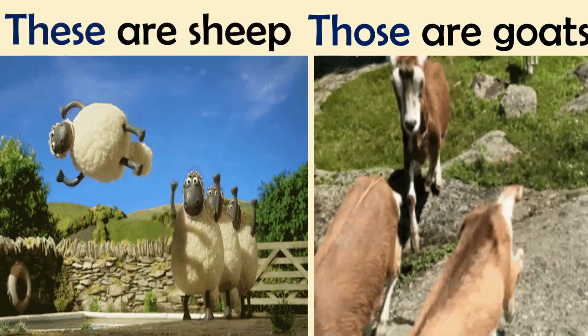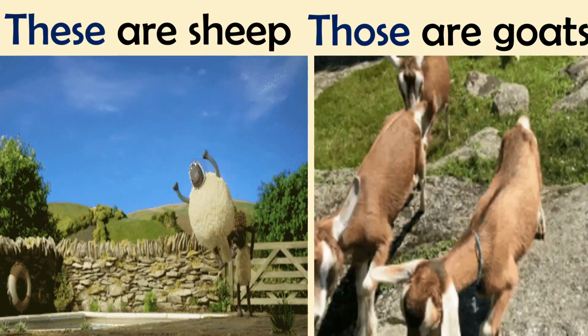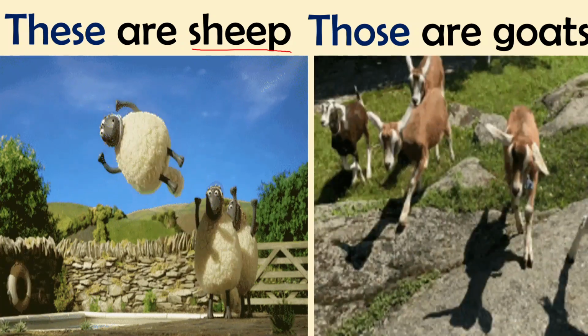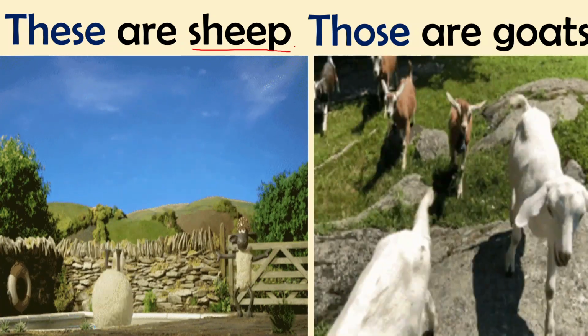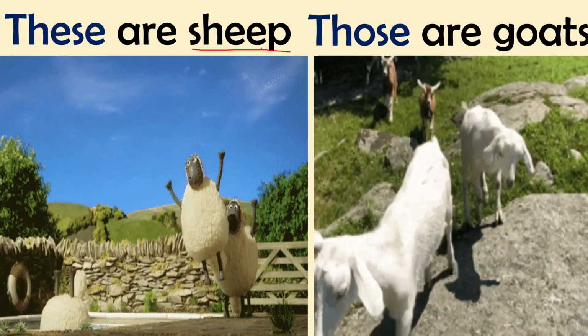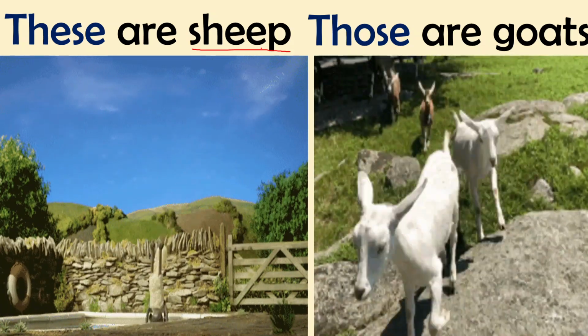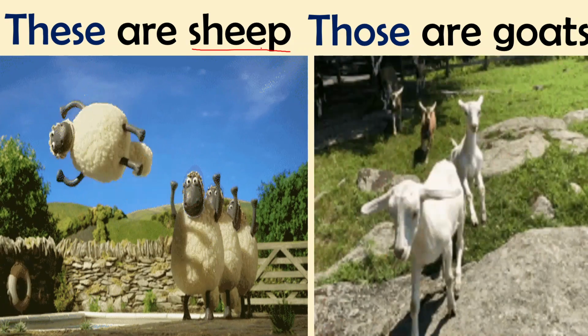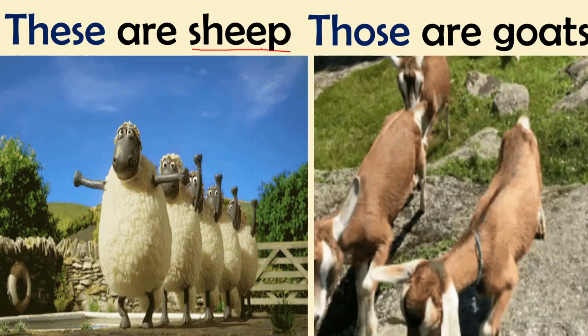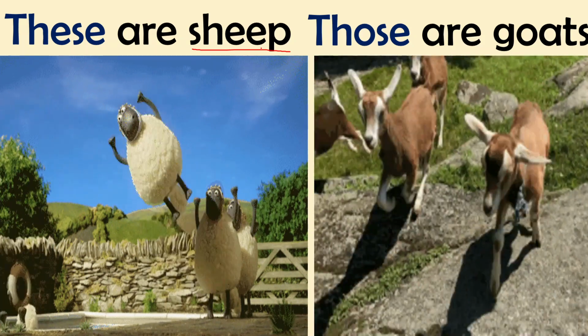Let's check the plural form. "These are sheep." Students, keep it in mind, sheep. Don't write sheeps, because sheep is the plural form of sheep too. At the time of writing this word, the plural form will be the same as the singular form. We will learn about the singular and plural forms of various words in the next lecture.